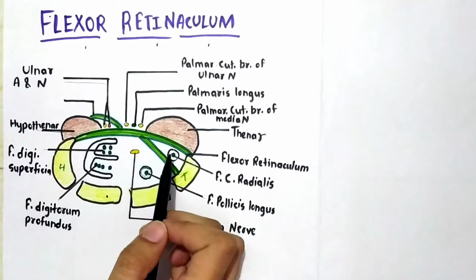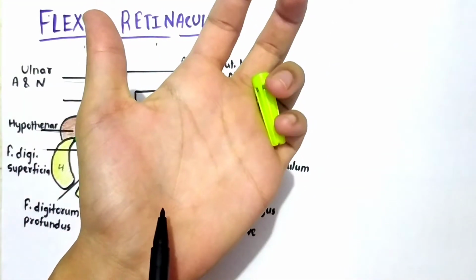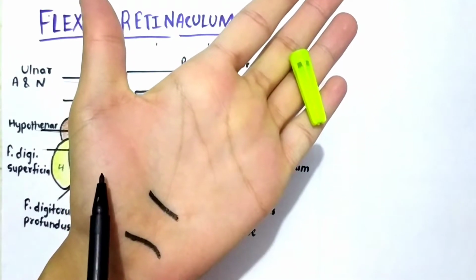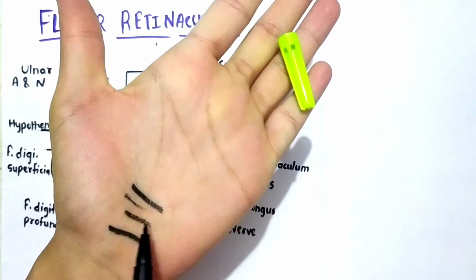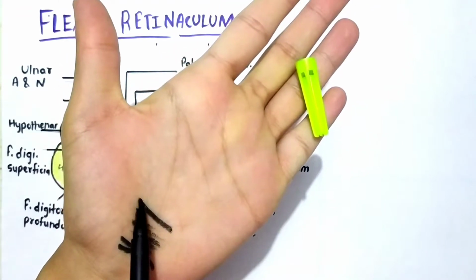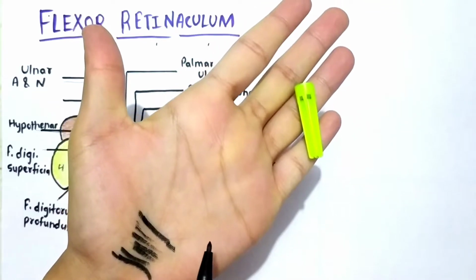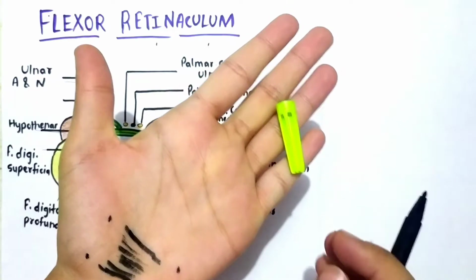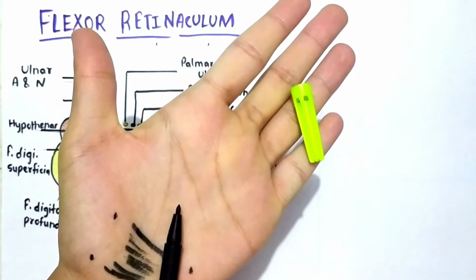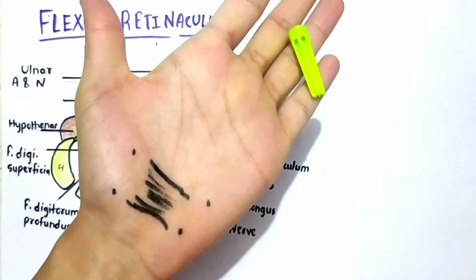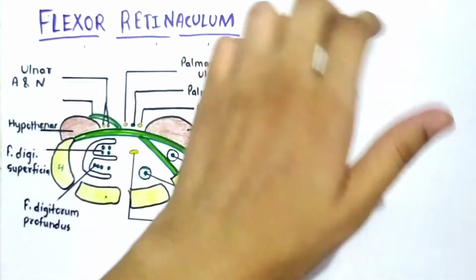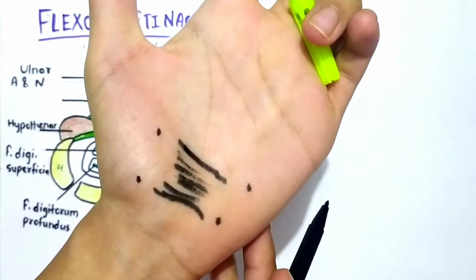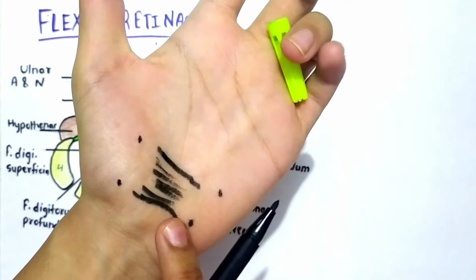This is the cross section of the wrist region. The flexor retinaculum is present here, in this region between the thenar and hypothenar muscles, and attached to the carpal bones. It has attachments, and some structures pass superficial to it and some pass deep to it. Below there are the carpal bones and above there is the flexor retinaculum, so there is a formation of a tunnel-like structure which is known as the carpal tunnel.